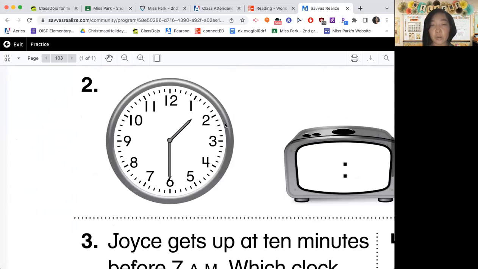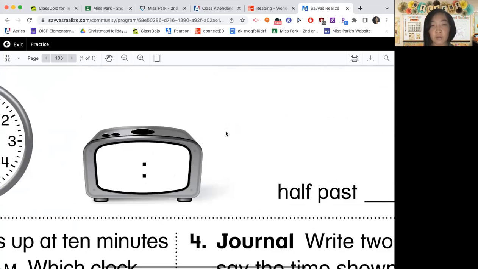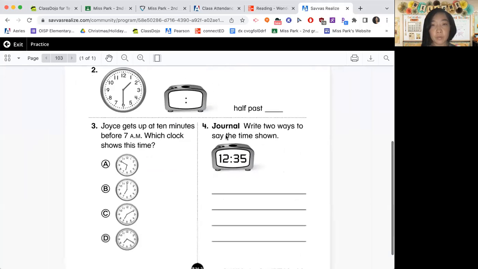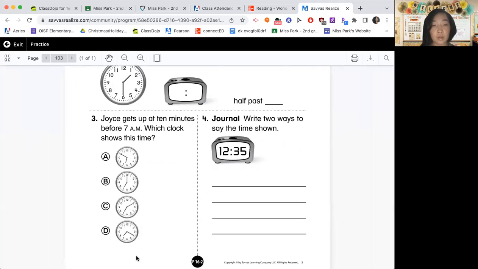Okay, number 2. Here we have the hour hand. It's in between 1 and 2. If it's in between 1 and 2, you always go with the number before. What is the number before? 1. And then, it's half past 1. It is half past 1. We know that because it's on the halfway mark. You see how it's on the halfway mark?